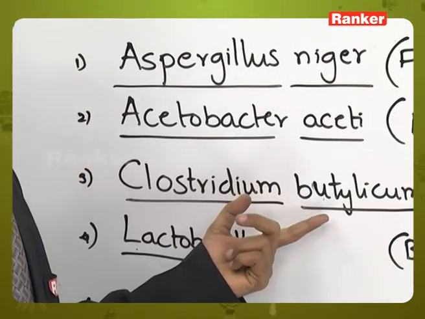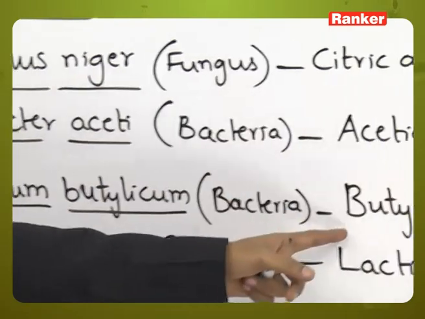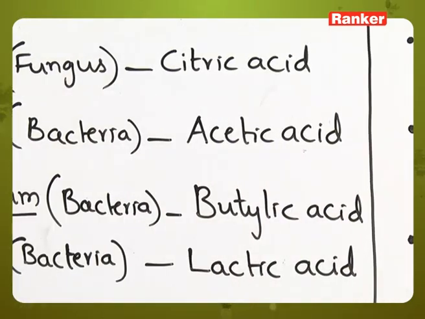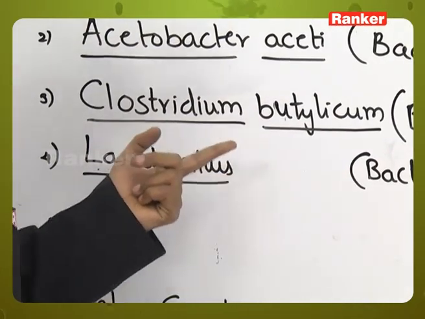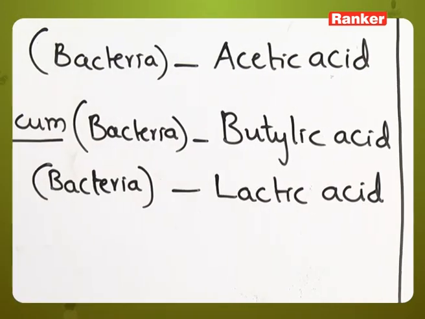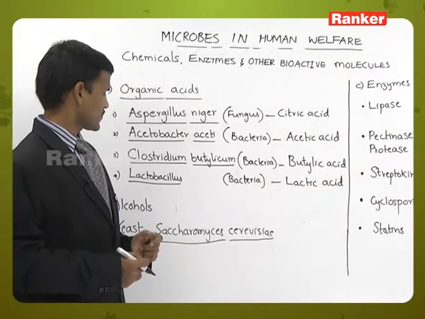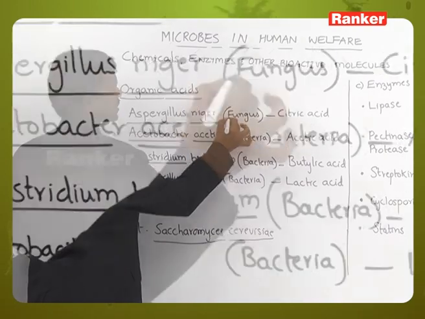Clostridium butylicum. It is a bacterium. So, this bacterium is producing butyric acid. Lactobacillus, a lactic acid bacterium, produces lactic acid during the fermentation process. So, all these are bacteria, and the earlier one, Aspergillus, is the fungus.